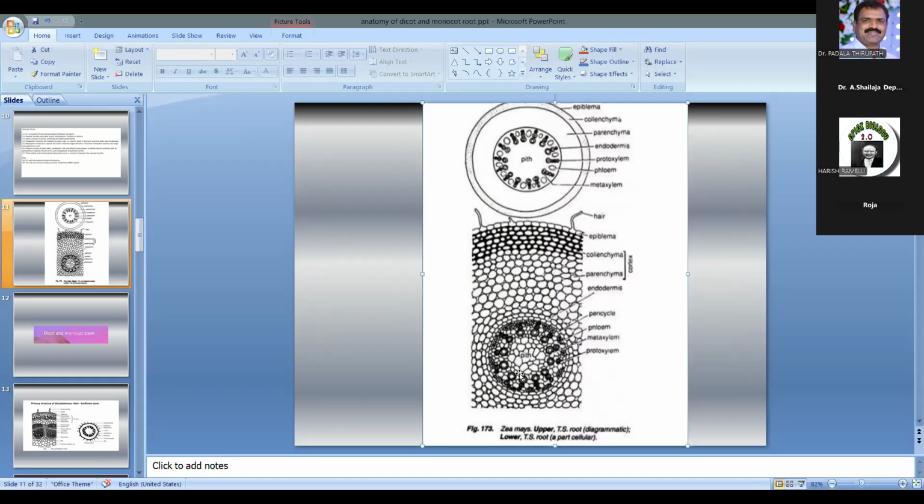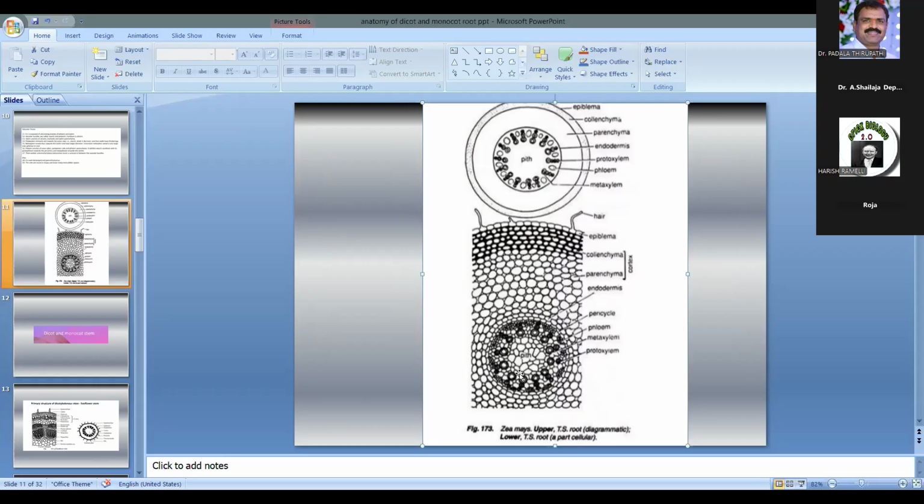Conjunctive tissue means the connecting tissue between the xylem and phloem, that is usually parenchymatous, observed in the dicot root. But in the monocot root, usually parenchymatous, but in the maize it is sclerenchymatous. This is the special character of the maize, that is conjunctive tissue. Remember that, usually parenchymatous, but in the maize we observe the sclerenchymatous.